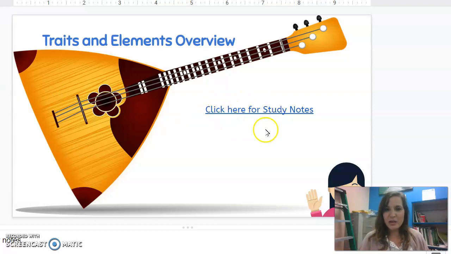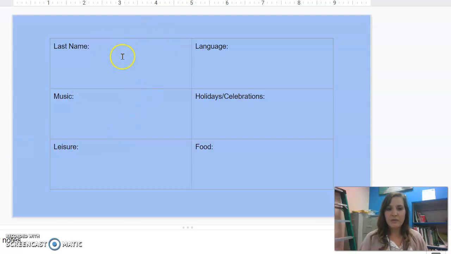If you click in the notes for yourself, okay, I'm going to give you a copy of this. You can click here for study notes. It just gives you some questions if you need help on the cultural traits or institutions. Okay, what I'm going to look for from you is that you fill out this. You're going to fill in your last name, and you're going to think about whoever lives with you, mom, dad, grandma, grandpa, whoever it is that you are spending your time with at home. Okay, what is the language that you speak? Okay, your family culture is what we're finding out. That's why we're going to put your family name there.